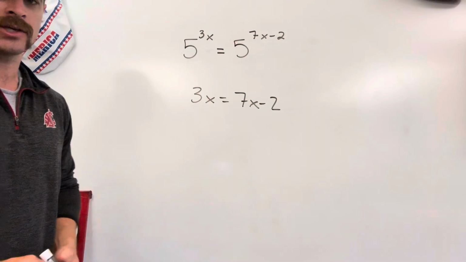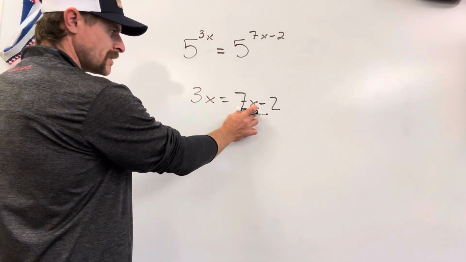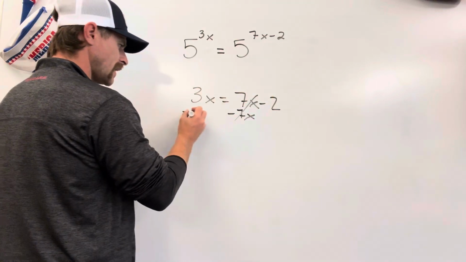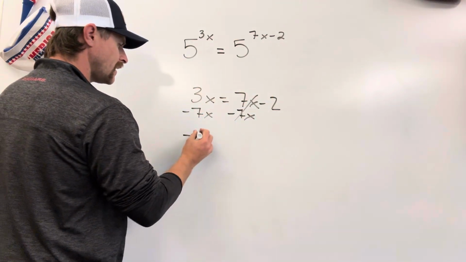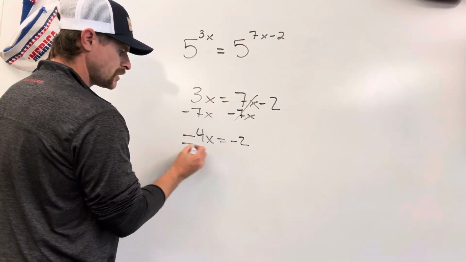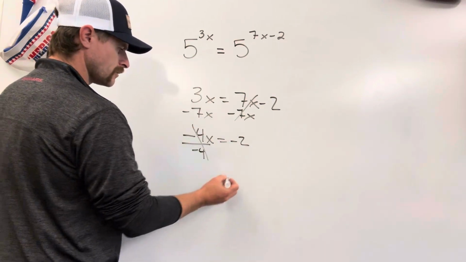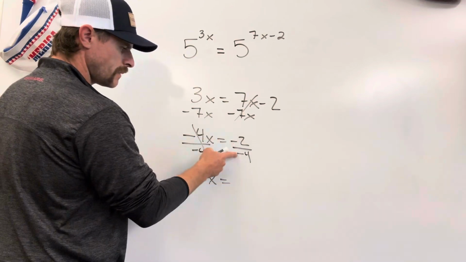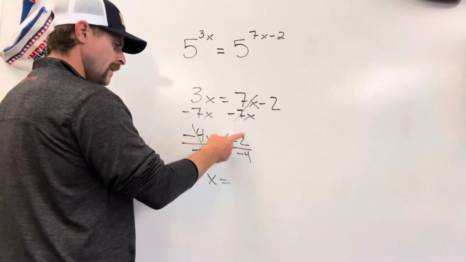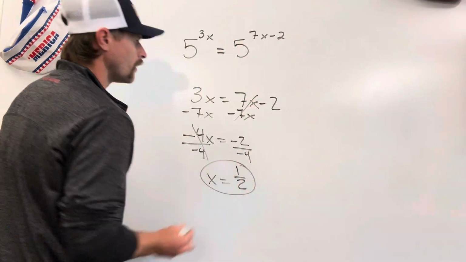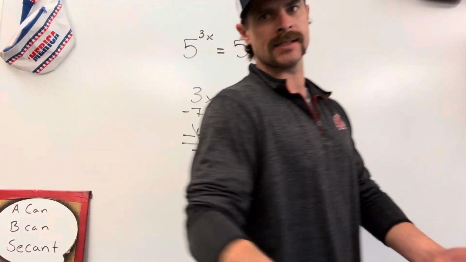Now this is just solving an equation with variables on both sides. So we should know how to do that by now. We're going to say minus 7x cancels minus 7x. Now I've got negative 4x is equal to negative 2. And then I just divide by negative 4, cancels, divide by negative 4. x is equal to a negative divided by a negative makes a positive, and 2 divided by 4 is 1/2. So we have now already solved for x very quickly, very simply.